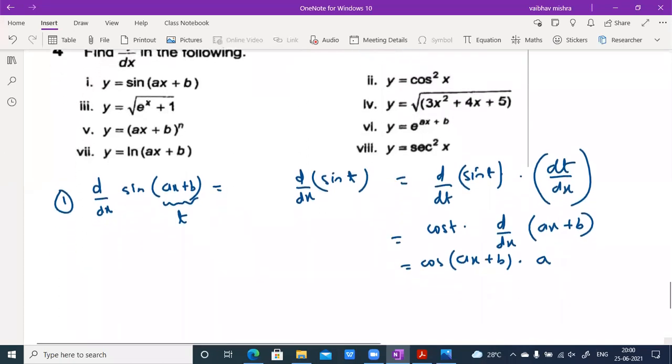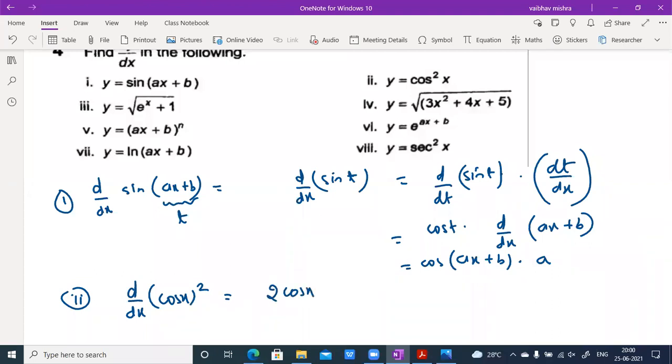Right. Second, Sajoni, cos square x. Says it minus sin 2x. Minus sin 2x, right? D by dx of cos square x, which can be written as cos x whole square. Here, like t square is 2t, and the function that we assumed as t, we need to differentiate and multiply. 2 cos x, cos differentiation is minus sin x, and sin x into cos x becomes sin 2x.